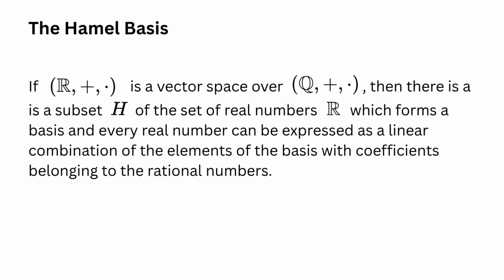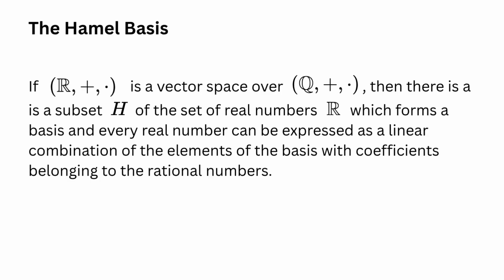If the set of real numbers is a vector space, there's a set of real numbers which forms a basis, and every real number can be expressed as a linear combination of the elements of the basis, with the coefficients of the linear combination being rational numbers.